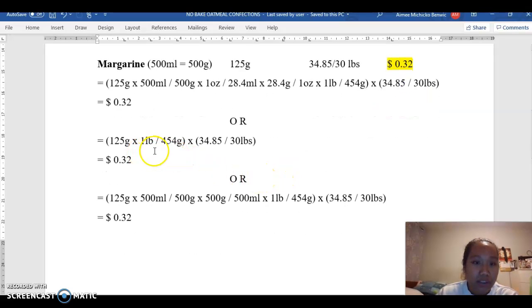There are two other ways of computing the cost of margarine, but they give the same answer, so we're using this one.